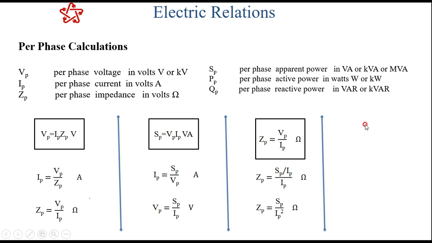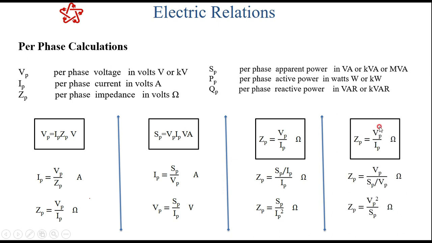Once again I am taking the same basic equation for the impedance, ZP is equal to VP by IP. In this case I am replacing the IP by SP by VP. I am replacing this IP, so that what I am getting is VP square by SP.